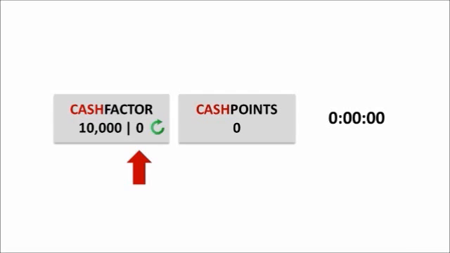Why? The right number shows your cash factor for the current month. And the current month is now November, so it is 0. The left number shows your cash factor for the last month, and that would be October. So you can see the 10,000 cash factor there now.